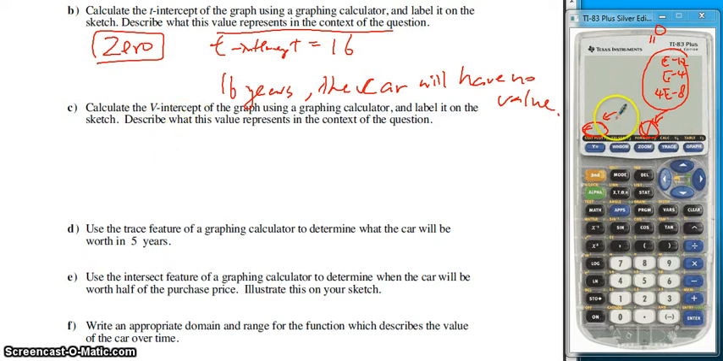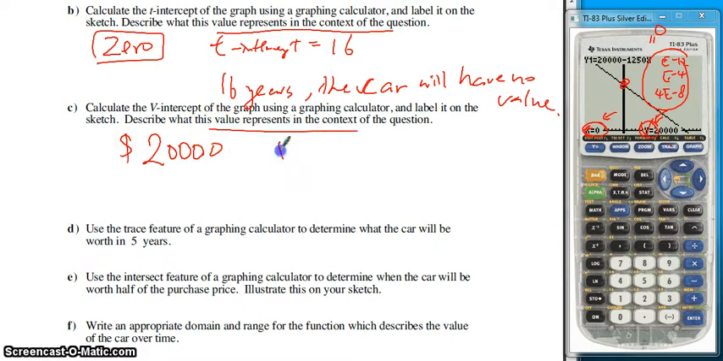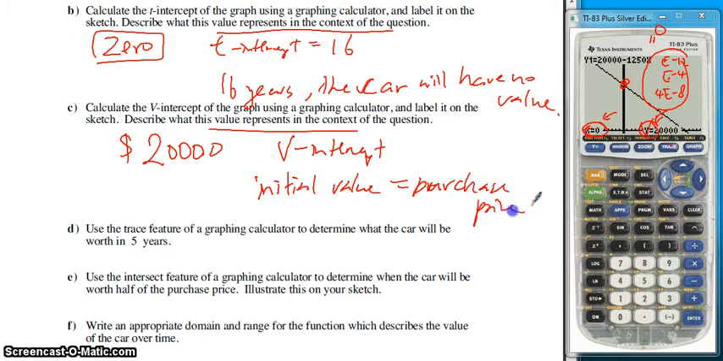Calculate the v-intercept. The v-intercept is the y-intercept. Here, just trace 0 and you'll find the answer. Trace 0, and it is 20,000. What does it mean? Interpret the meaning of the v-intercept. It is the initial value, which means the purchase price. Every graph, every context, every application question has meaning for those points.